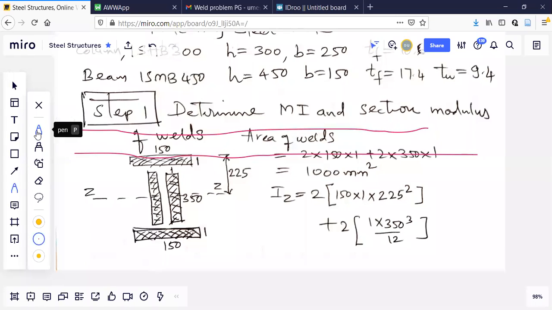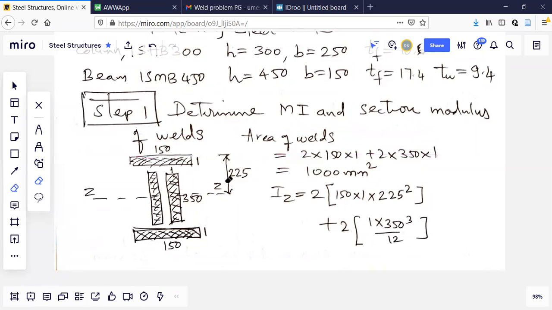Okay, you can see this one here. So what I'm doing in step number 1, carefully observe: determine the moment of inertia and section modulus of welds. How it is done? First of all, calculate the area of welds. As I told you, you should imagine a figure of this type. All these horizontal and vertical weld lines are considered as equivalent rectangles.